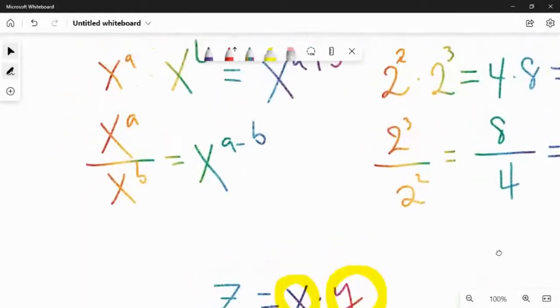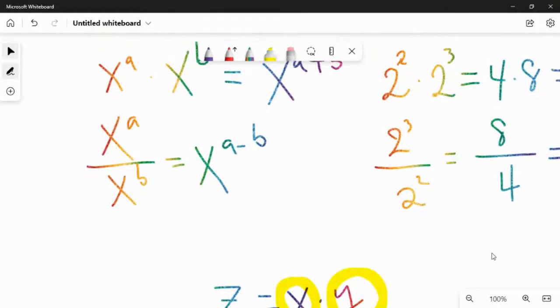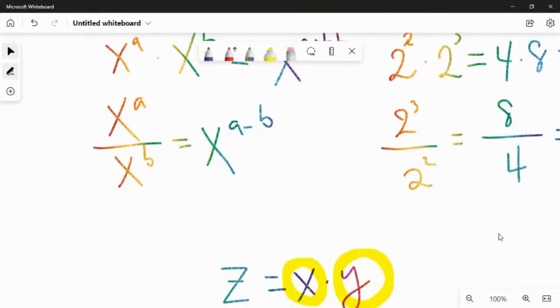Another thing you all know, negative exponent, negative power, x to the negative n is the reciprocal. It's 1 over x to the n. Not a difficult thing.